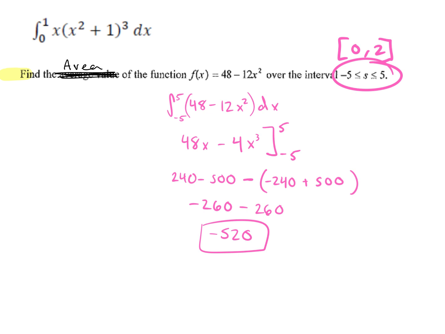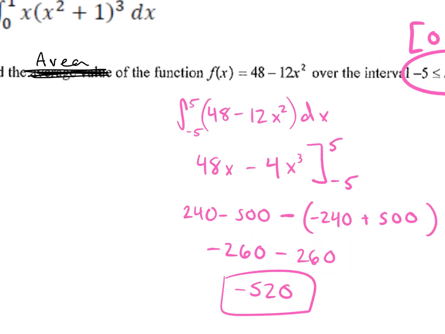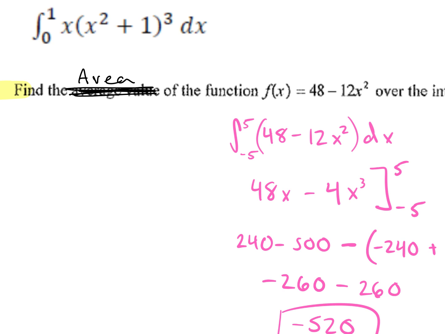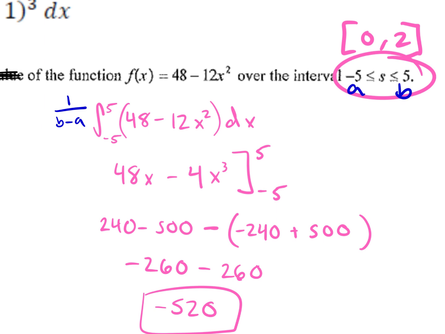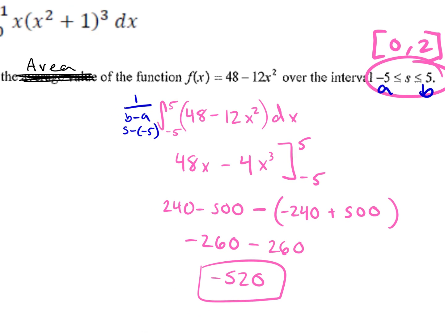If this was asking for the average value, just to refresh our memories here, we would multiply it by 1 over b minus a, where this would be our a and this would be our b. So 1 over 5 minus -5, which would be 1 over 10. So we just multiply it by 1 over 10. That would be how we find the average value. That's the only difference? Yeah. So to find the average value, you just multiply it by 1 over b minus a.